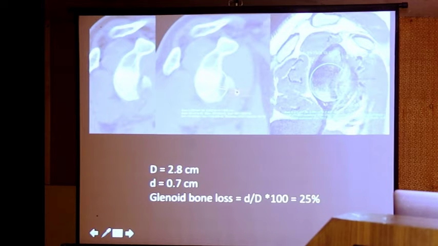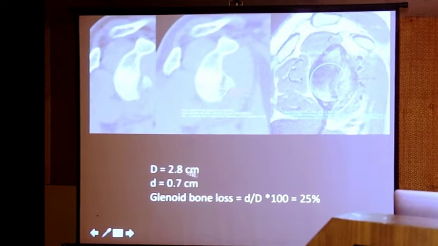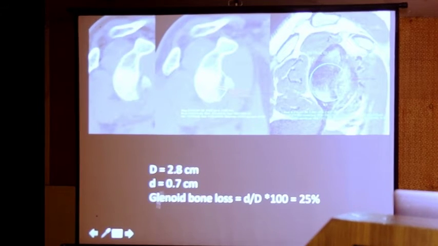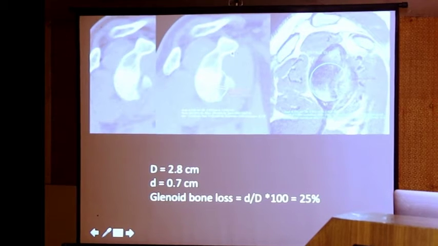Now my diameter of the circle is what should be the diameter of a normal glenoid. But there is a defect, so I measure the length of the defect, I measure the length of the diameter of the circle, and my glenoid bone loss is nothing but, if you can see, the defect is 7 millimeters, which is the small d. The diameter of the normal glenoid should have been 28 millimeters or 2.8 centimeters, which is the larger d. And glenoid bone loss is nothing but small d upon the larger d into 100. So this patient has a 25% glenoid bone loss. And even visually we can see that it is a big chunk which has come out.